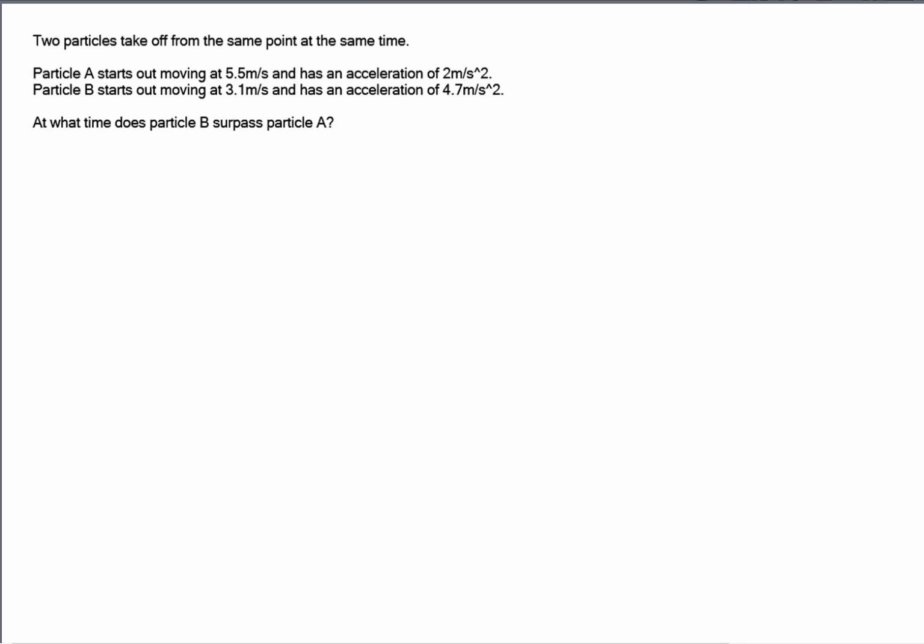So before we look at this problem, which actually is two particles or two objects instead of one, there are a couple things I want you to note down. I'll note them down here on the side. So one, the equations that were mentioned in the previous video only work when acceleration is constant. You'll notice in the previous video, acceleration was a constant. It was just a number. There was no variable. It was like 5. It wasn't like 5x or something like that.